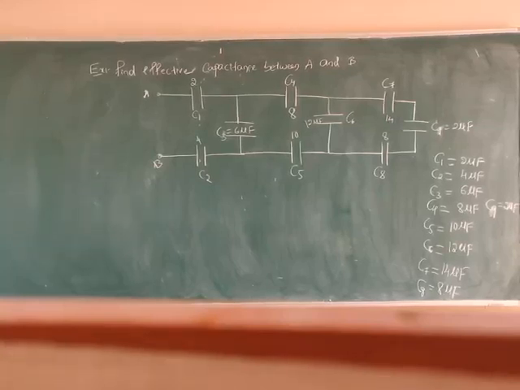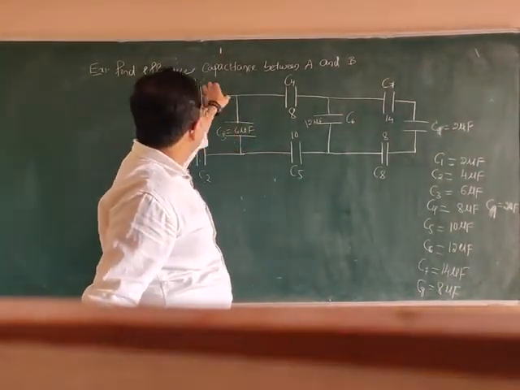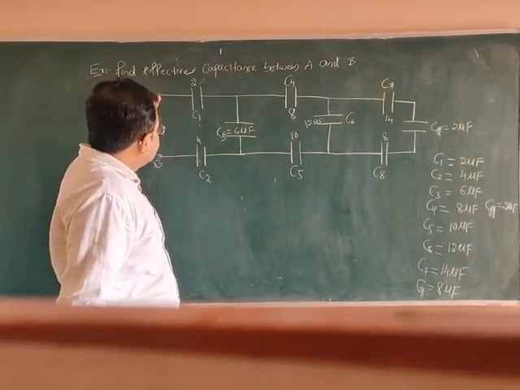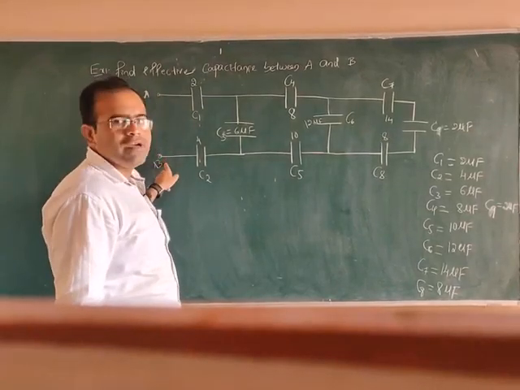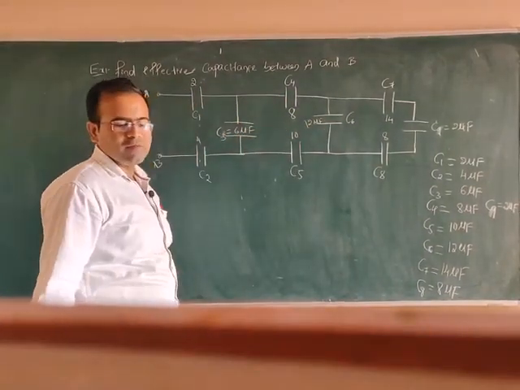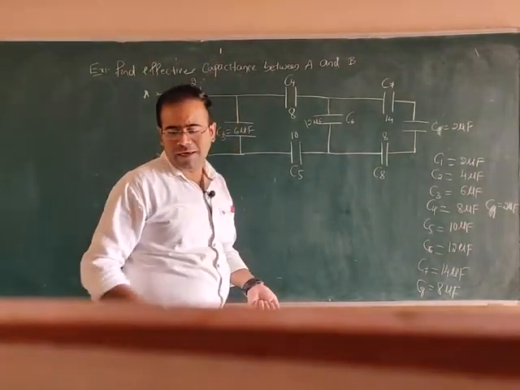Okay. So here the next numerical is you have to identify again the effective capacitance between point A as well as point B. So this is point A given here and this is point B given here. So we have to replace it with a single effective capacitance. So what is the value of this corresponding single capacitance?